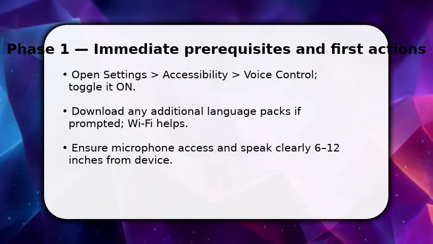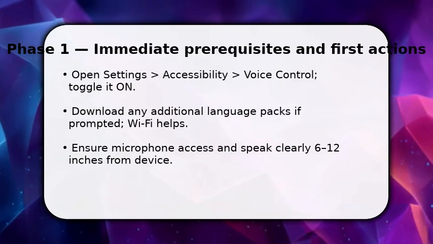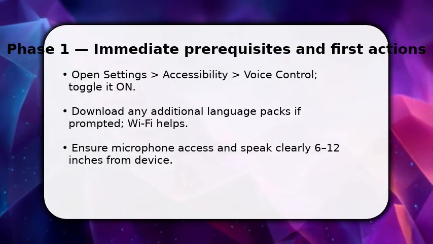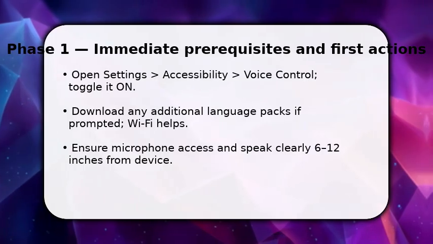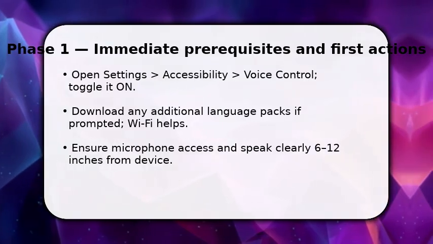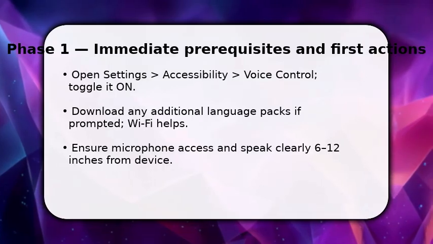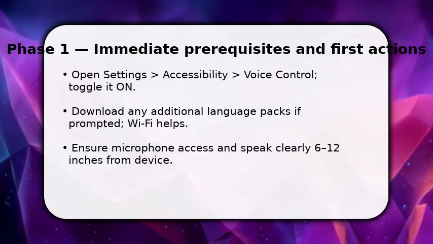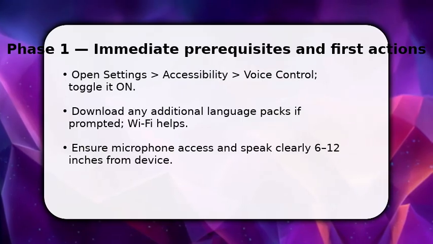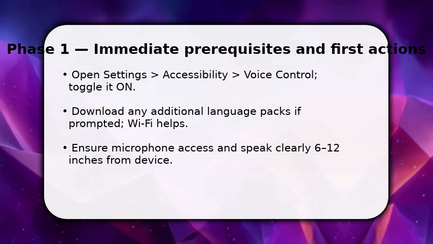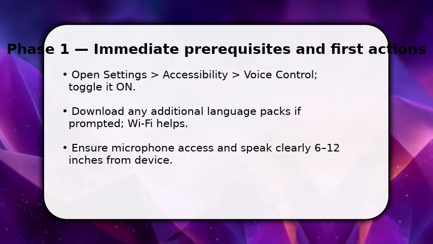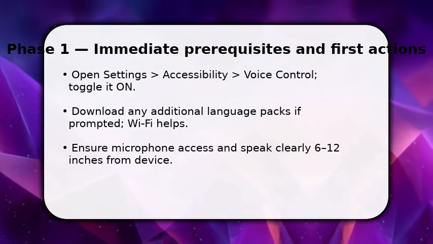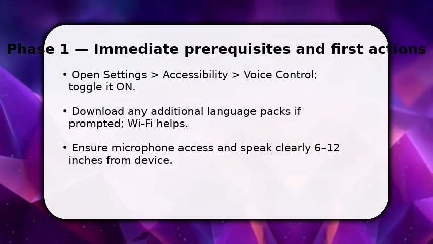You'll start by enabling voice control so your iPhone listens reliably. Open Settings, tap Accessibility, then Voice Control, turn it on. Once done, download required language packs and allow microphone access, because accuracy depends on the right language model and clear audio. Make sure your device isn't in a noisy environment. Position the mic about 6 to 12 inches from your mouth.